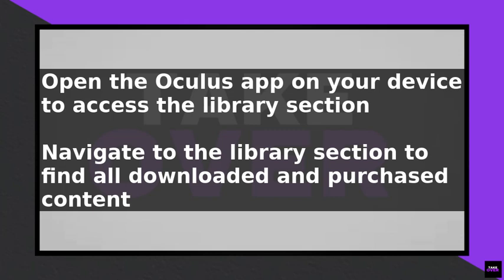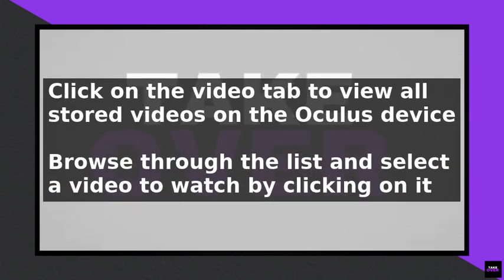your Oculus device. You can browse through the list of videos and select the one you want to watch by clicking on it. If you want to watch a video that is stored on your computer or other device, you will need to transfer it to your Oculus device.